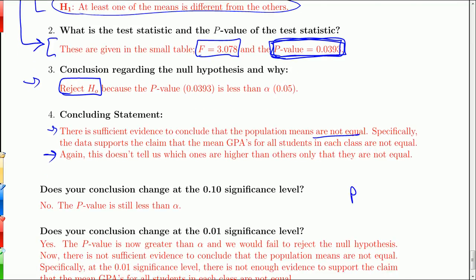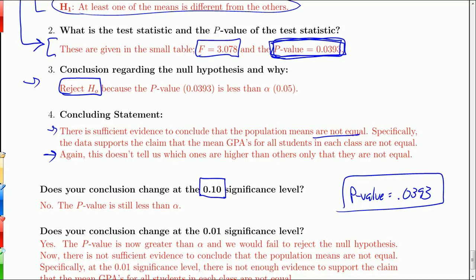So our p-value is equal to 0.0393. And at the 0.05 significance level, we rejected the null hypothesis. What about at the 0.10 significance level? Well, the p-value is still smaller than the significance level. So again, there's no change. We still reject the null hypothesis.